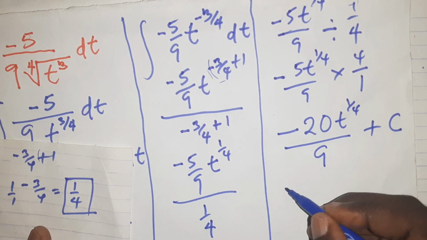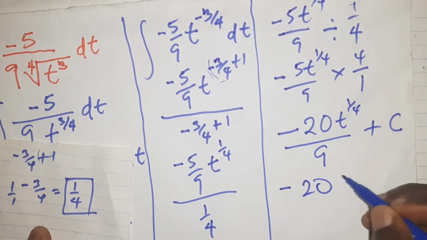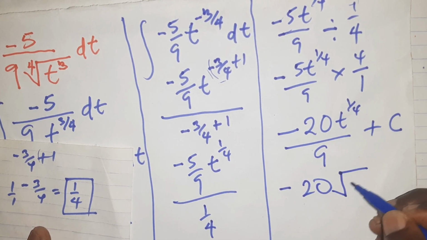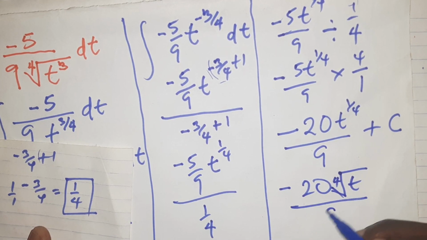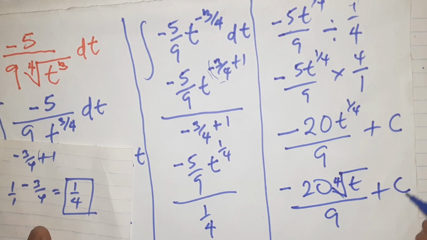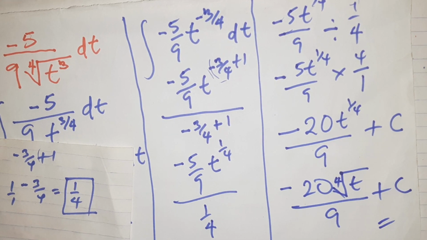Then you can still have it as minus 20 root t. You can put your 4 here over 9 plus c. So this is what you get. Very simple.